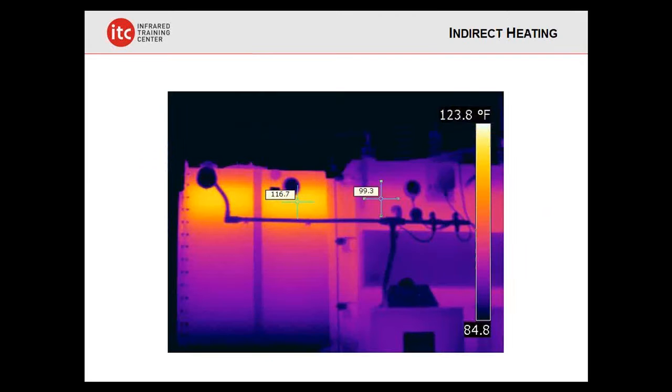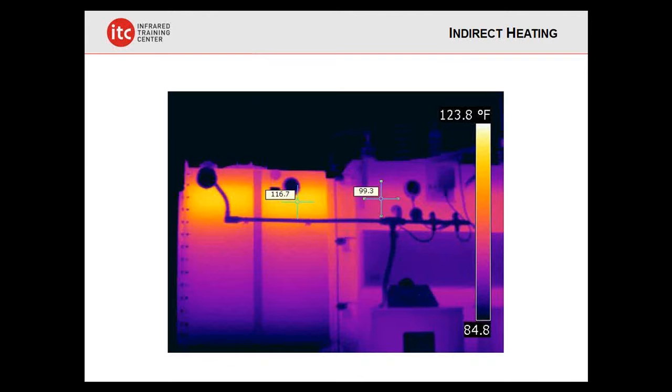So it's not just radiation science that we discuss. We also get into things like convection, conduction, heat capacitance. Because as thermographers, you have to know that oftentimes what you're seeing is really what we call indirect heating. It's actually the surface temperature. It's not the fault. It's not the problem.